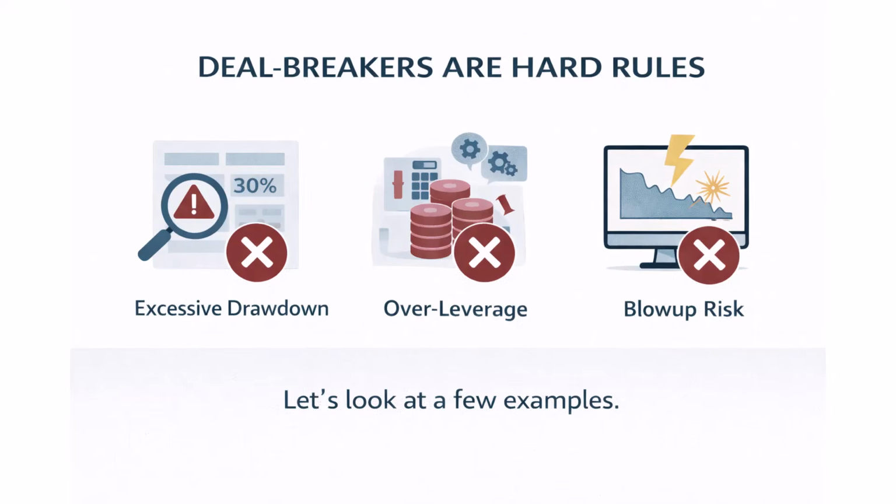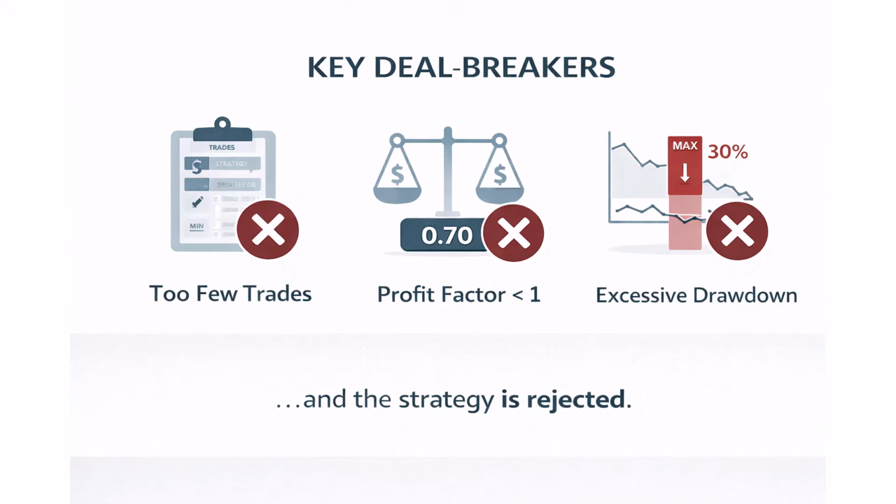And let me give you a few examples. For example, the sample size. If a strategy only has a handful of trades, you don't have a strategy, you have coincidence. So if the total number of trades is below a minimum threshold, then the strategy is rejected. Another one can be profit factor. If the strategy is losing money overall, it doesn't matter how smooth the equity curve looks. A profit factor below 1 means that you are on average losing, and that's a hard stop.